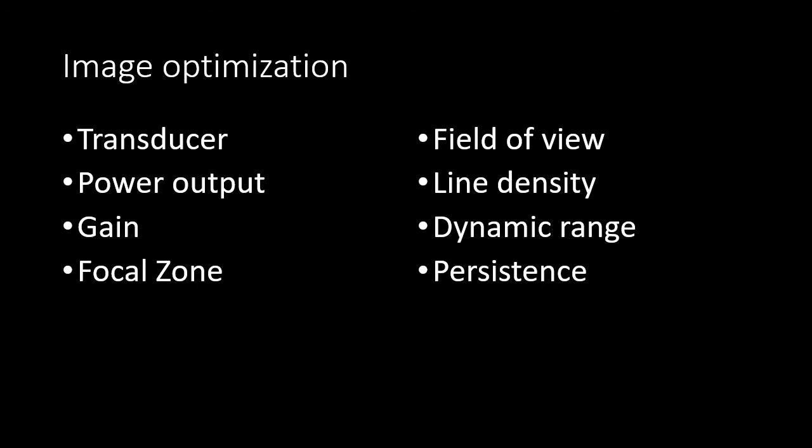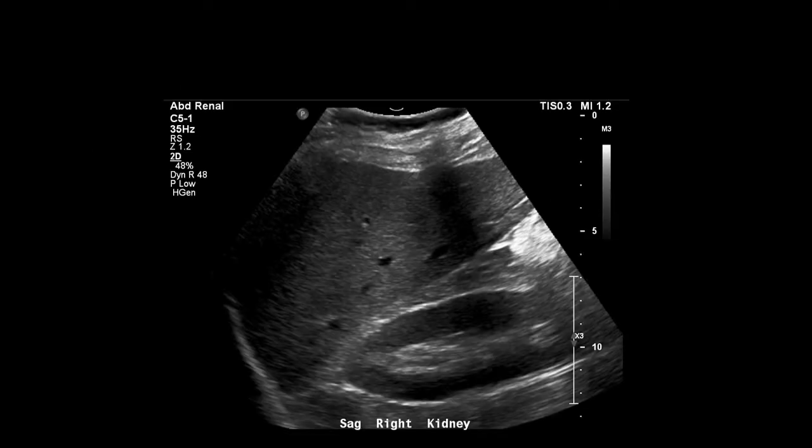When we think about image optimization, we can break down the different user-controlled variables into a few basic categories, which we see here. And we will go through each of these one at a time and explain how they impact the image that we are creating. So let's look at this image.